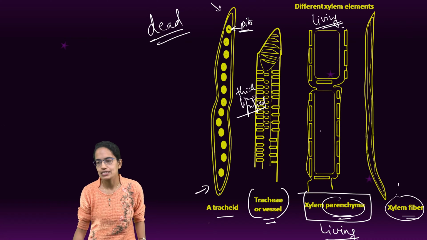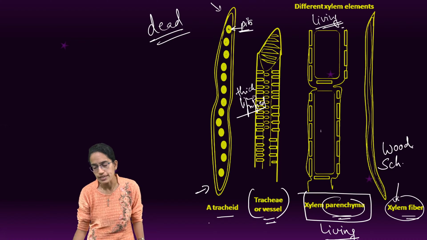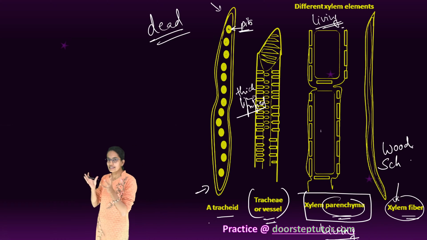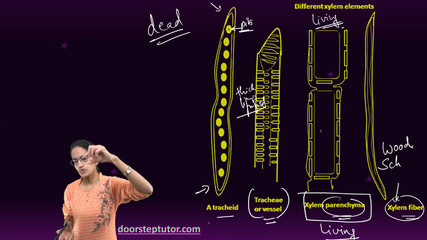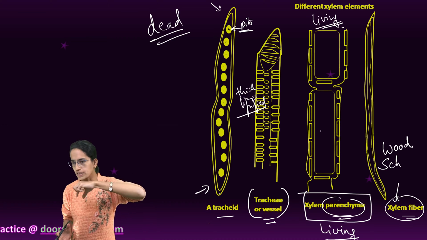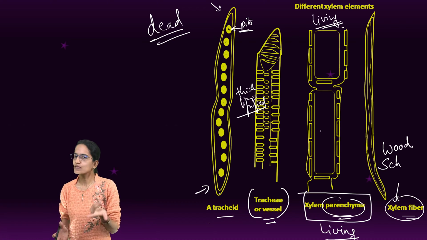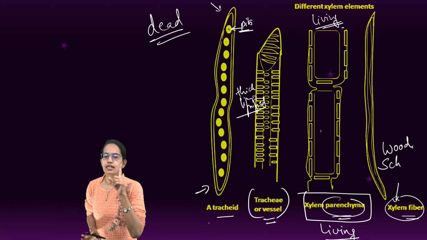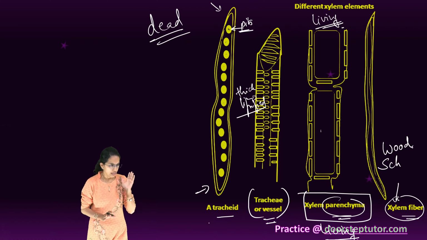The next is xylem fiber. Xylem fiber is also known as wood fiber or sclerenchymatous fiber. Sclerenchymatous meaning it is a little rigid in nature, and as you can see the structure, it is long, narrow, tapering and lignified. The idea of fiber is what? To provide mechanical support. So that is the basic differences and the understanding of the four elements of xylem.